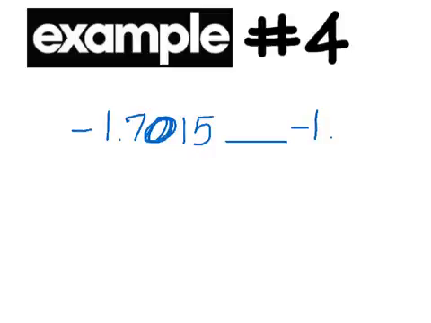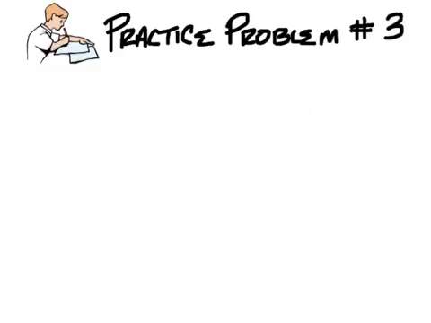Example number 4. Negative 1.7, whoops, can't have 2 points. We'll make that a 0. 1.5 is what in comparison to negative 1.5017? That would be less than. Bring this up and drop it off.